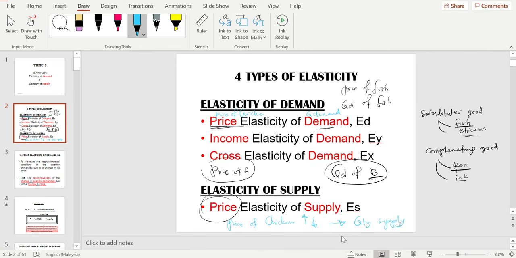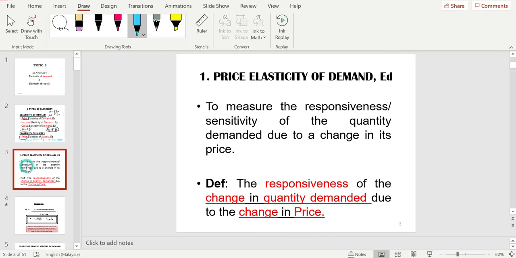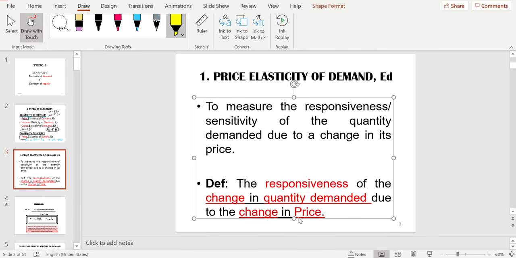Okay, this one is price to supply, this one is price to demand. Alright, so let's see the definition. This is the definition: the responsiveness of the change in quantity demanded due to the change in price. Okay, guys, because we are looking at the quantity demand and price, this one is the definition of ED.